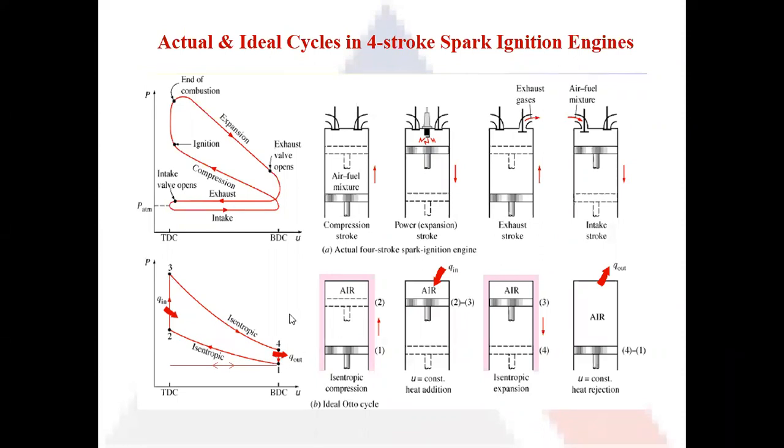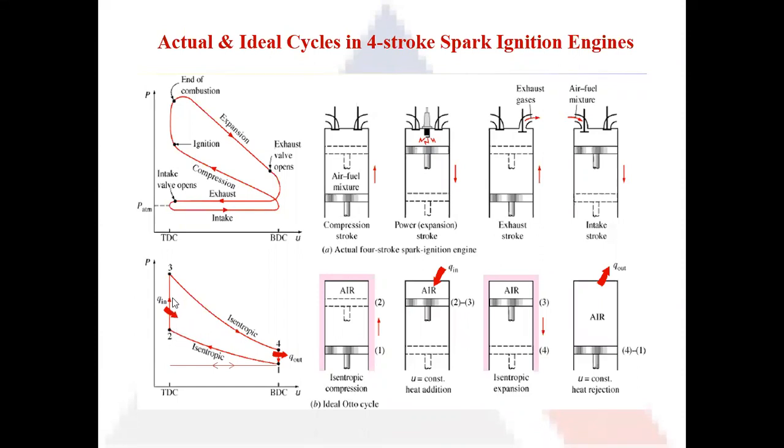So here you can see that there are sharp corners. At point 1, it is a sharp corner. At point 2, it is a sharp corner. So this means the transition from the isentropic process to the constant volume process. 2 to 3 is your constant volume process. 1 to 2 is your isentropic process. Now the transition from one process to another process is abrupt. Ekdam se, it is happening very fast.